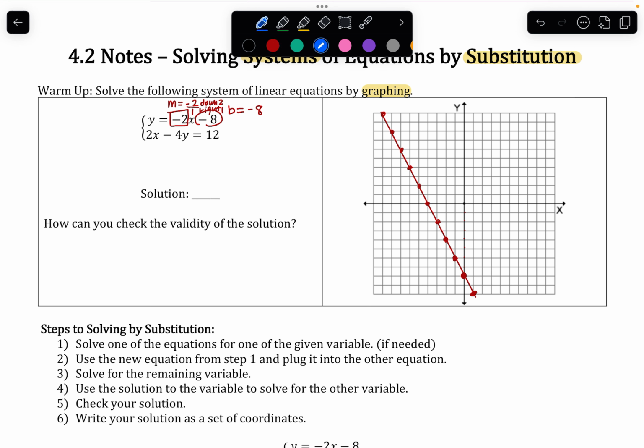Okay, this second line, we need to rearrange it. So the first move is to put the x on the other side. When we put it on the other side, it becomes a -2x. And we still have the +12. Then we need to divide every number by -4. When we simplify our fractions, -2 over -4 will be +1/2.